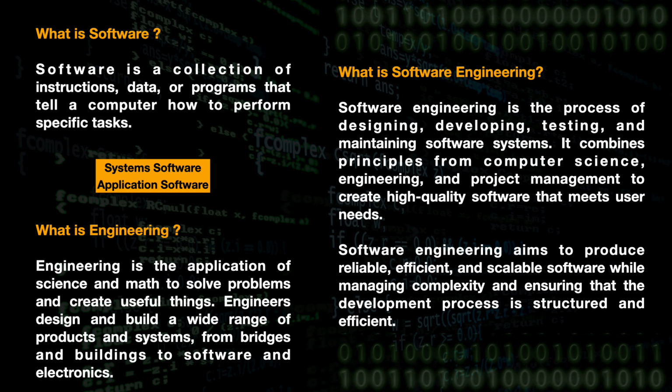Software engineering is a branch which deals with the process of designing, developing, testing and maintaining software systems. It uses principles from computer science, engineering, and project management to deliver a product that meets the given requirements. It aims to produce reliable, efficient, and scalable software. While delivering the software, complexity and efficiency are also taken into account.